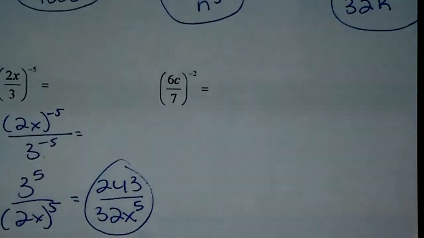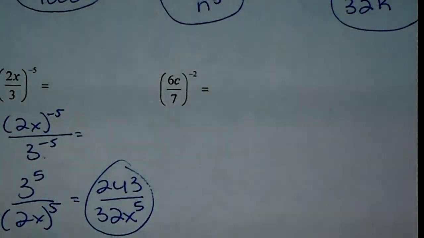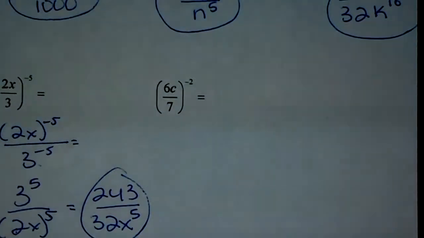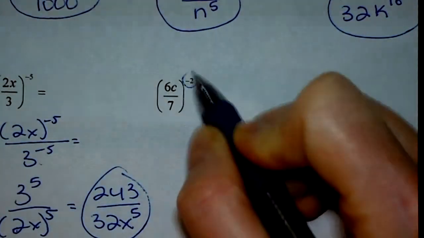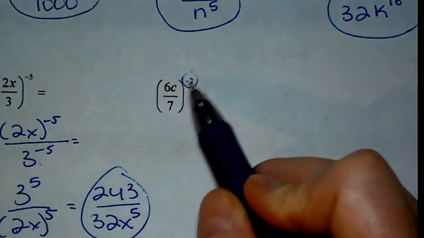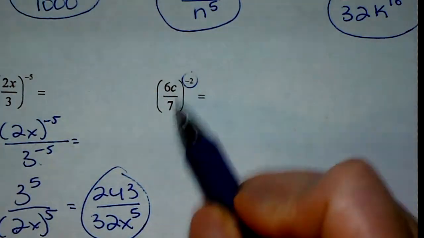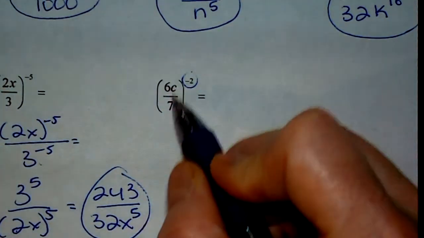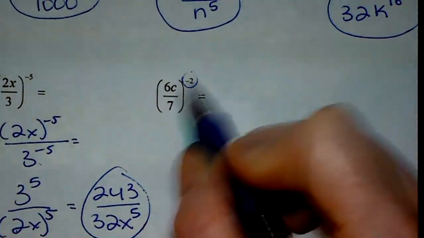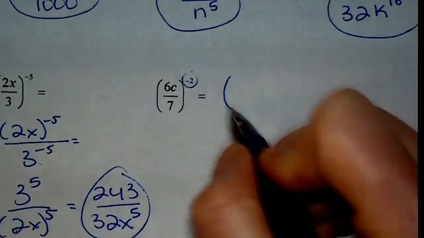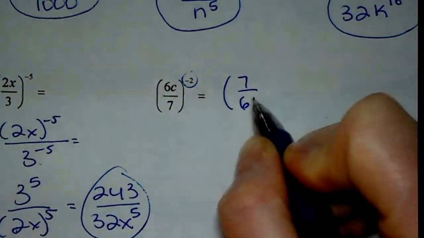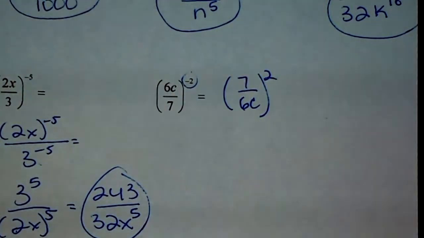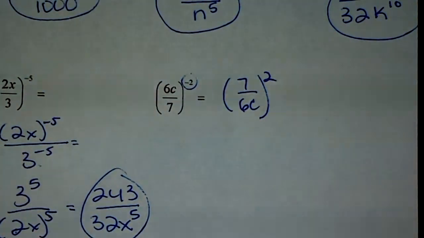Alright, last one. I think maybe I'll show you what you could do with this one right off the bat. I didn't want to do it last time, but let's do it. If you see right off the bat that there's a negative exponent, to make this a positive, all you have to do is flip them. So the quantity of 6c divided by 7 to the negative 2nd power is the same thing as 7 divided by 6c to the positive 2nd power. So that's another way you can approach this.